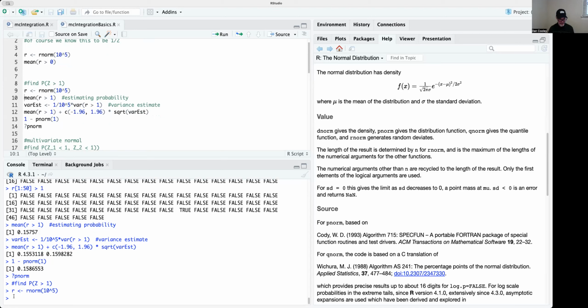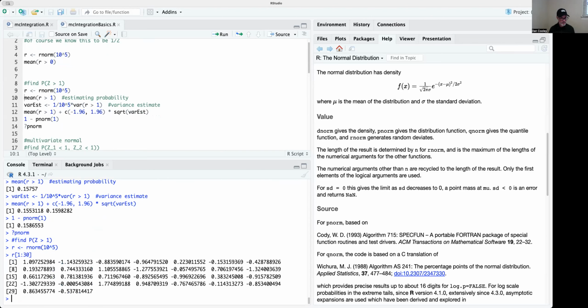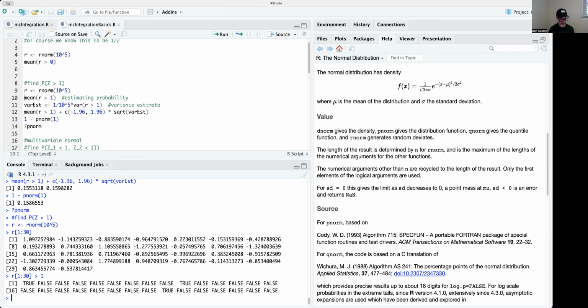So notice, if I say R1 to 30, here we've got a whole bunch of random draws. Our first one is greater than 1, second one is not, third one is not, fourth one is not. If I say R1 to 30 greater than 1, see that it returns true for this one, false, and then, so 2 of these 30 turned out to be true. So if I take the mean of that, true counts as a 1, false counts as a 0. So this is our indicator function.